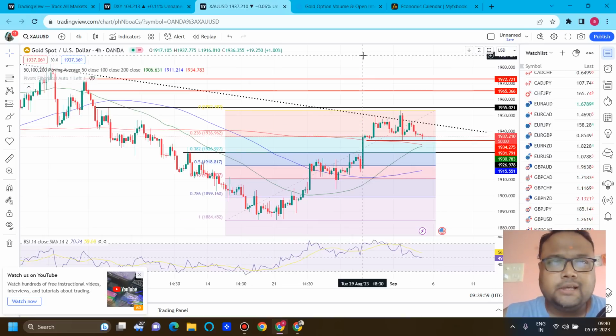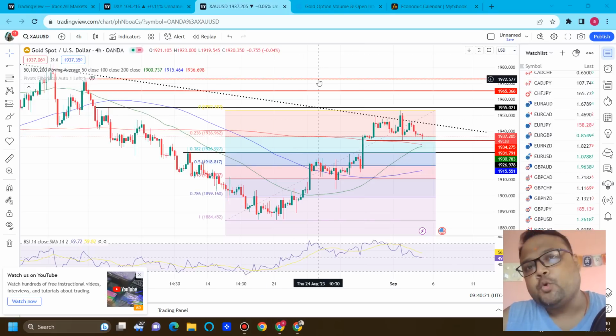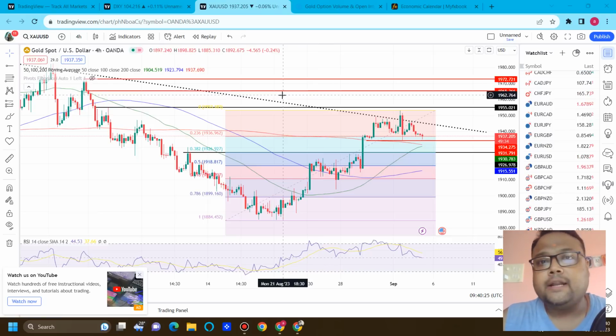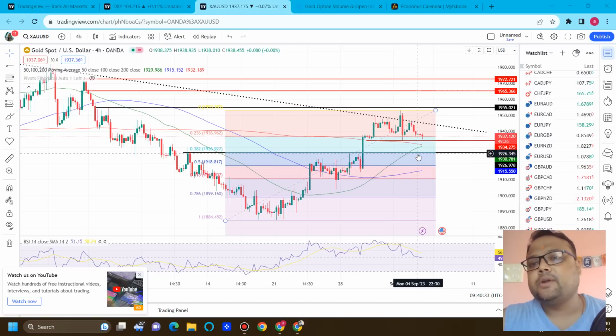To be honest, I don't know what will be the next direction of gold, because it is not possible for any human being to predict the market. But yes, with the help of technical analysis and experience, we can try to find out levels where we have a higher chance of winning. So these are the levels where you can trade.